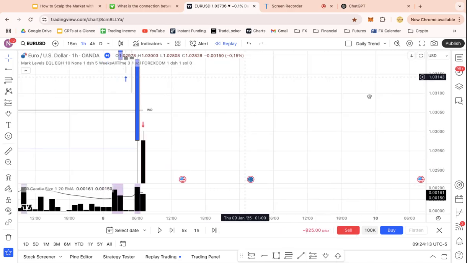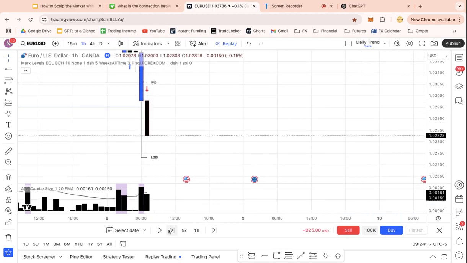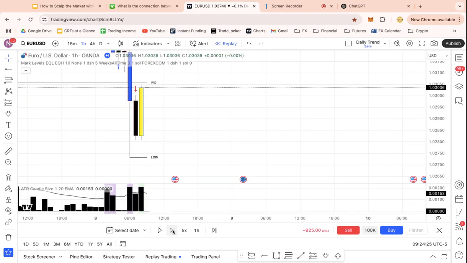All right, another ATR candle to the downside. When you see these big wicks like this, your chances of getting a money candle on this size of a wick is very slim. So I wouldn't even waste time with that.